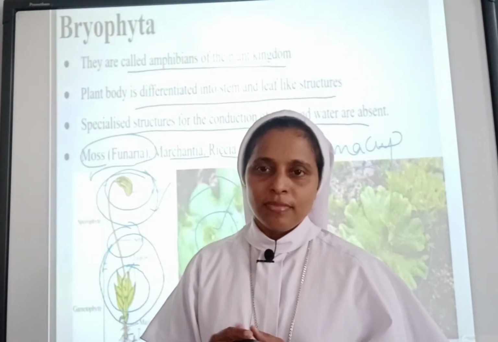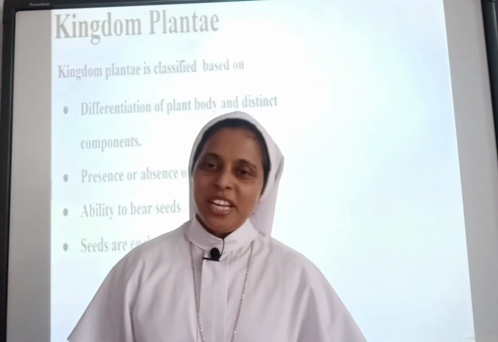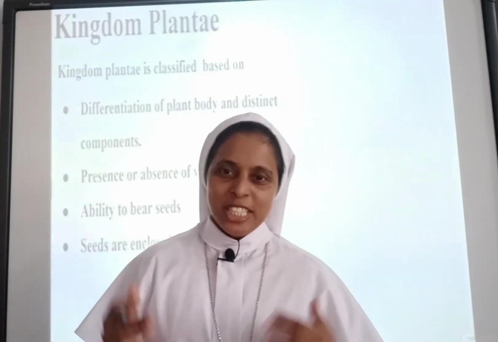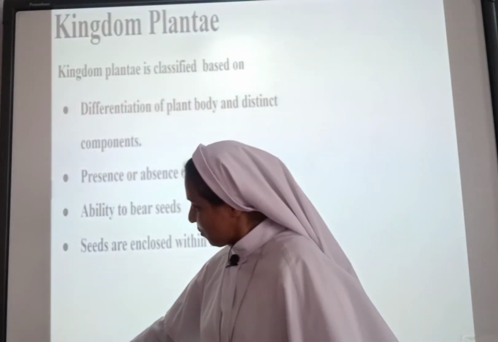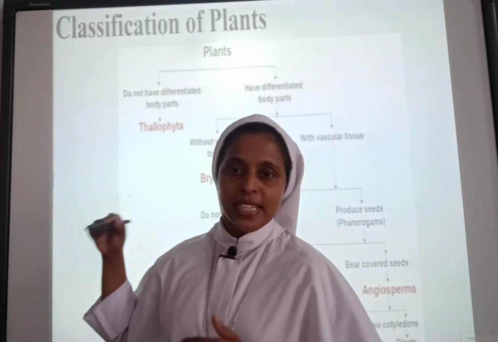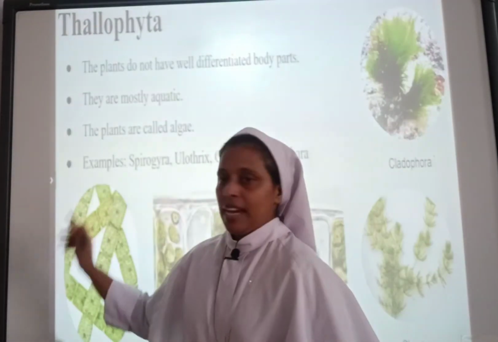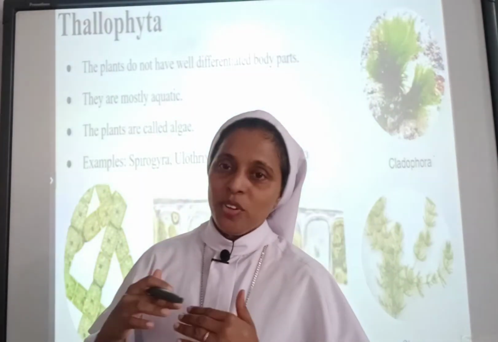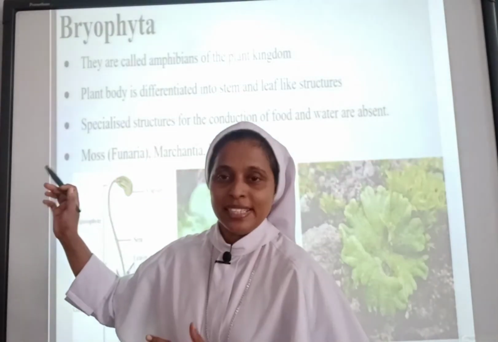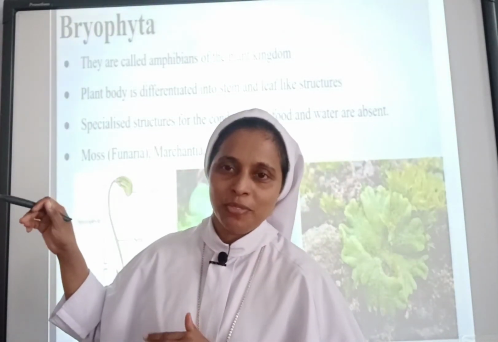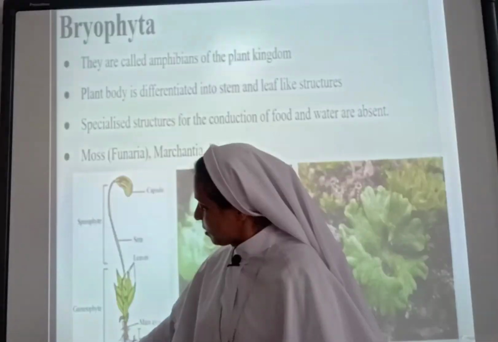Is it clear? Once again, let us revise the points that we have learned today. The first thing we learned was the characteristic features of Kingdom Plantae. Then we saw a complete table of the classification of Kingdom Plantae. Then we saw Thallophyta, its important features and examples. Then we saw bryophytes and why they are called the amphibians of the plant kingdom, with examples and characteristic features.